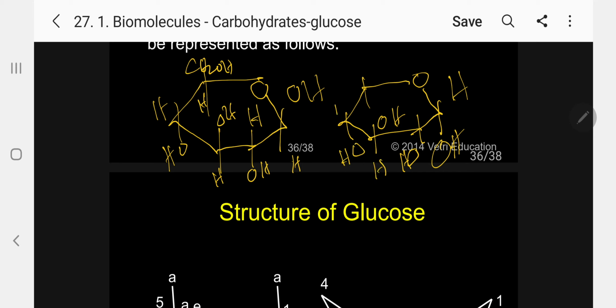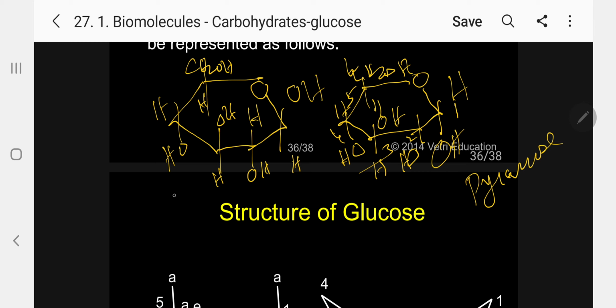Please follow now. H and CH2OH. Just see here, this is the pyranose form. This ring is the pyranose ring, a 6-membered ring. So what is happening? I will number them 1, 2, 3, 4, 5, and this is the 6th carbon atom, CH2OH. So this is beta D glucose, this is alpha D glucose. Please follow. So we can represent it this way: the pyranose form, beta D glucose and alpha D glucose.